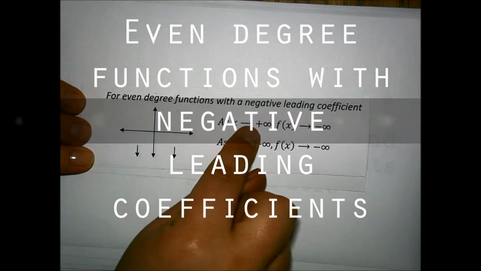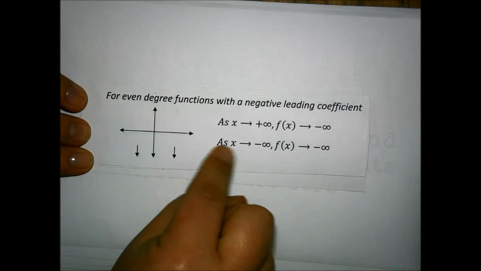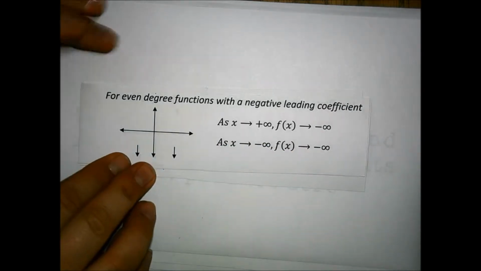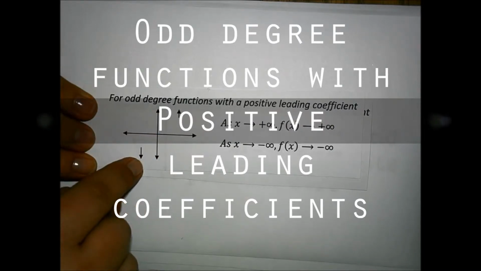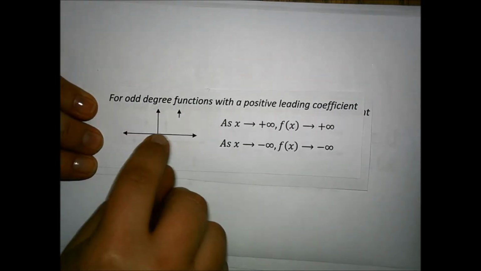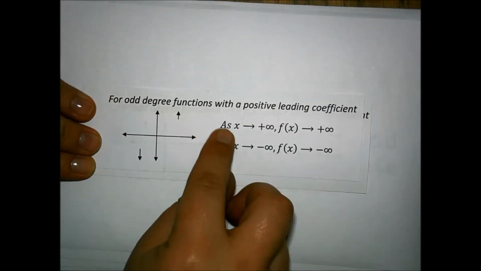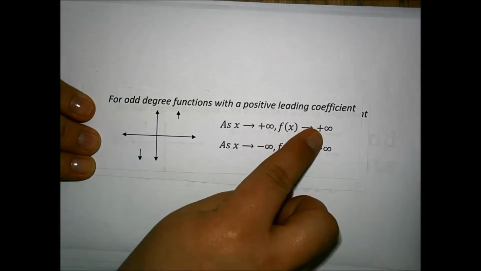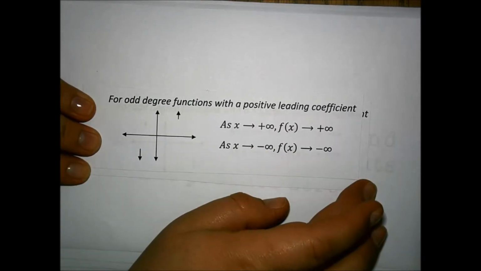So as x goes to positive infinity, f of x goes to negative infinity, and as x goes to negative infinity, f of x also goes to negative infinity. Here we have, as the x decreases, or the input decreases, the output's also going to decrease. And as the input increases, the output will also increase. And so we get, as x goes to positive infinity, f of x goes to positive infinity. As x goes to negative infinity, f of x goes to negative infinity.